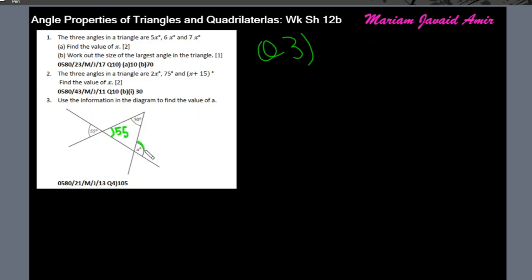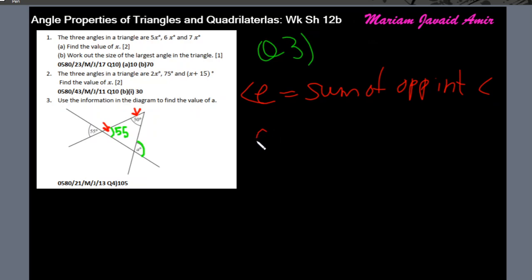This is called an exterior angle, and these two angles are called opposite interior angles. So there is a formula which connects these, which is: exterior angle equals the sum of opposite interior angles. So get used to this formula, it makes the working a lot easier. So a equals 55 plus 50, so a equals 105.